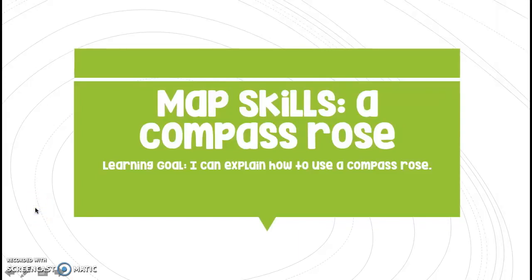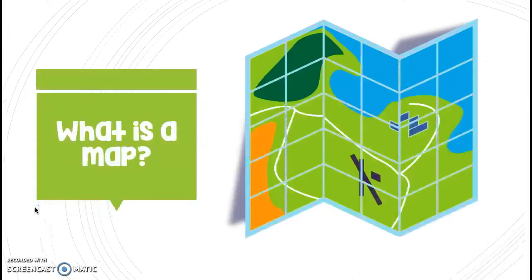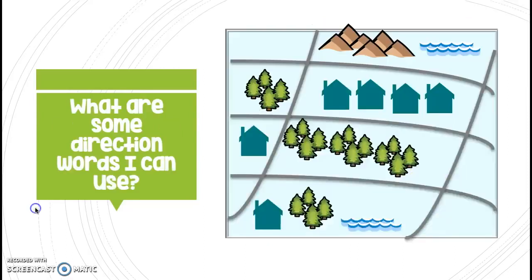Hi friends, this lesson is all about map skills, a compass rose. What is a map? Oh yeah, a map is a drawing of a place from high above. Now, I had my friend Sarah coming over to my house the other day, and I gave her a map so she'd find exactly where I was.